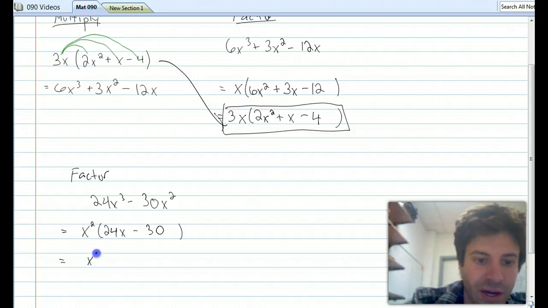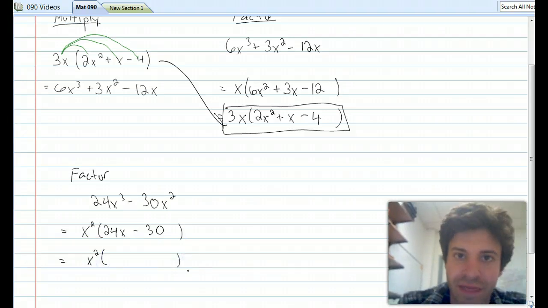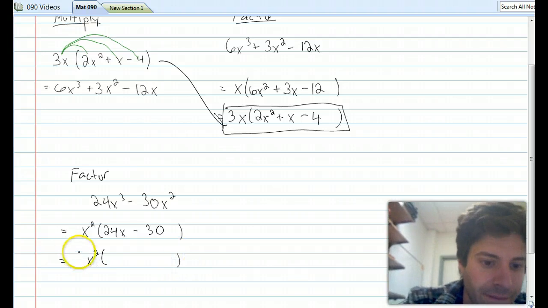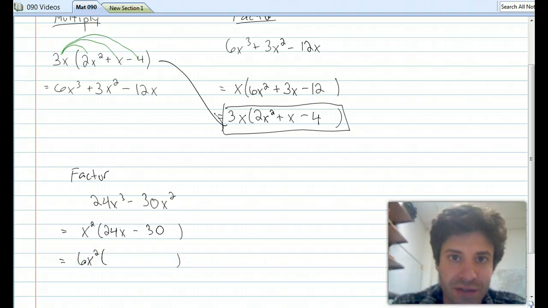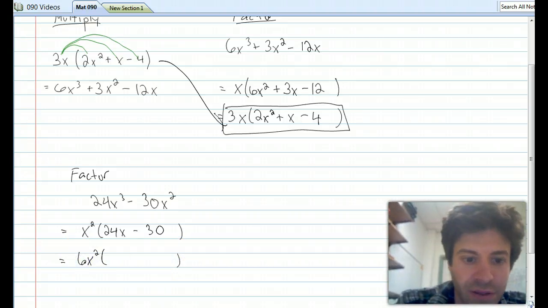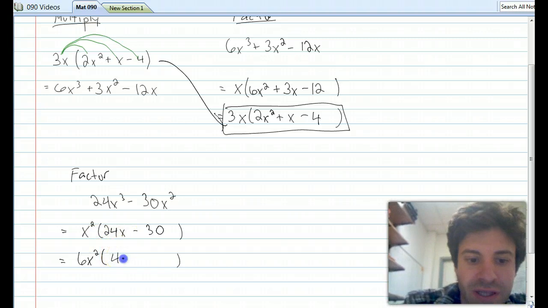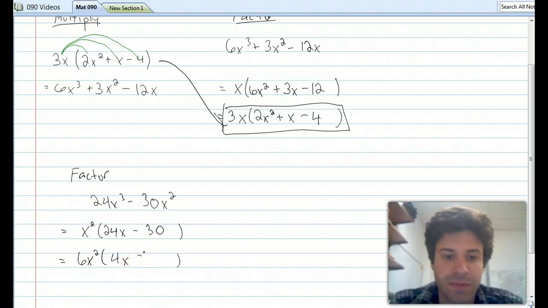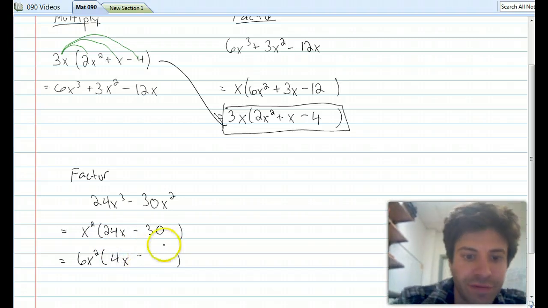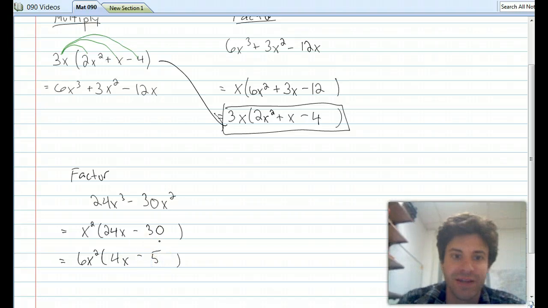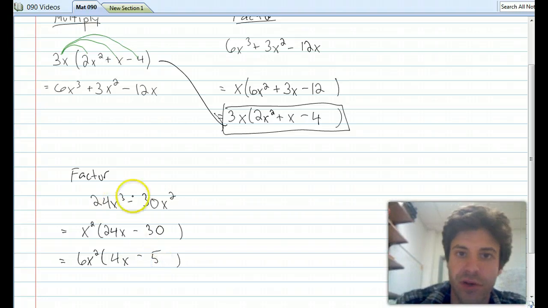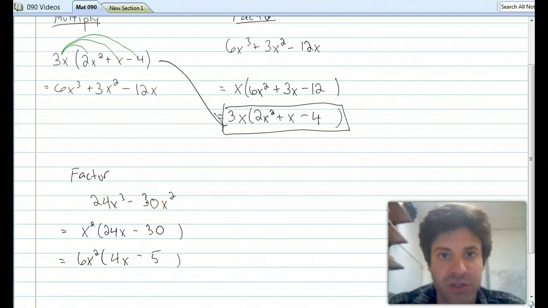So we've pulled an x squared out of the parentheses already, so we're going to leave that there. But we're also going to pull a 6 out now. If we pull a 6 out of 24, we're left with a 4, and we still have that x there. If we pull a 6 out of 30, we're left with 5. So that is how you factor that polynomial. In this case, it was a binomial because it had two terms.